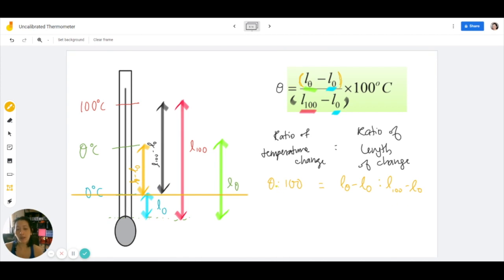You see this ratio? So remember that for ratios, we can convert this into fractions. So I'm going to do that. Theta over 100 equals L theta minus L0 over L100 minus L0. Then we bring this up and bada bing, bada boom, and ta-da! And that's how this formula was derived.